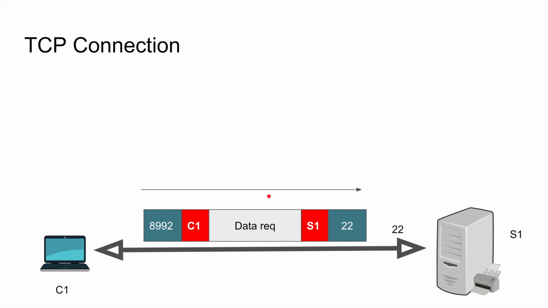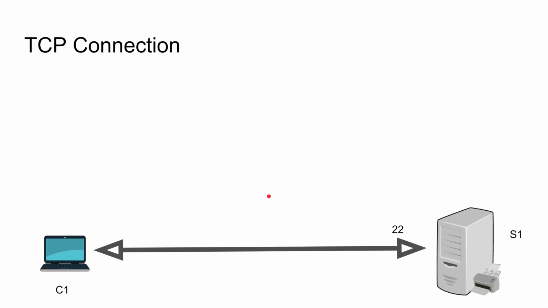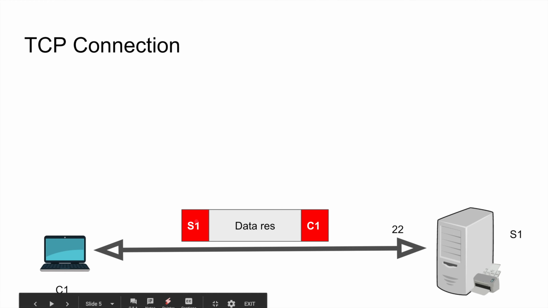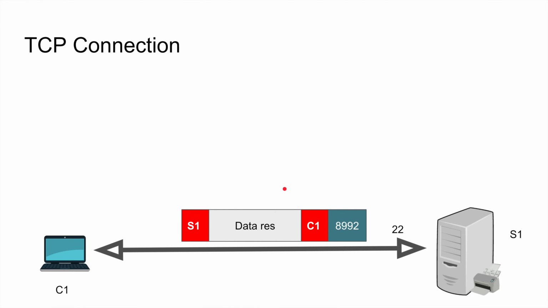Send it over, and then the server processes the request, tries to understand what is going on, and sends back a data response. This could be the list of directories in this folder. And then it says, okay, I am going to send this, the destination is C1 now, and it is coming from server S1. This is going to port 8992, remember that we just flipped it literally. And this is coming from port 22, and that's it. That's how TCP works in a nutshell.